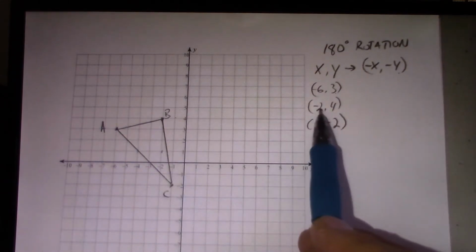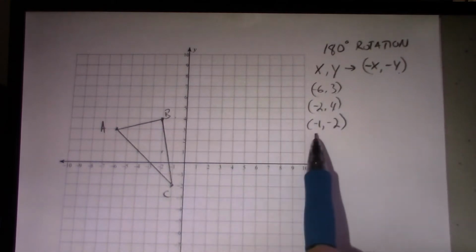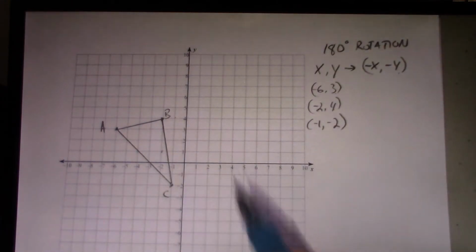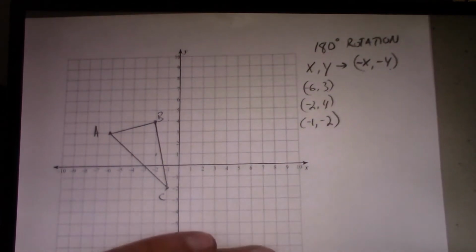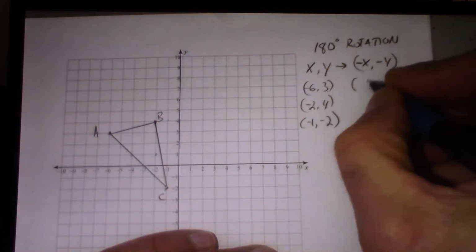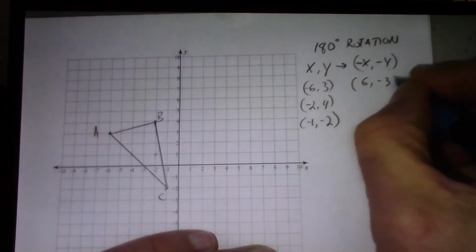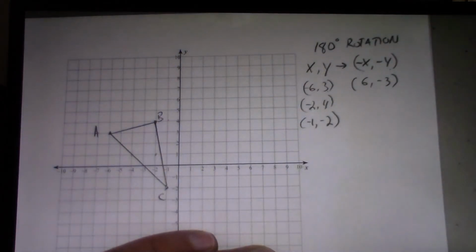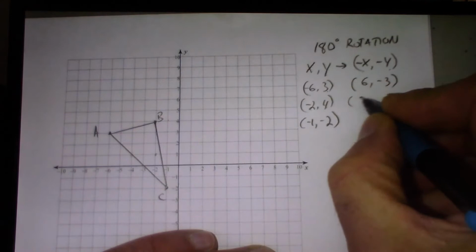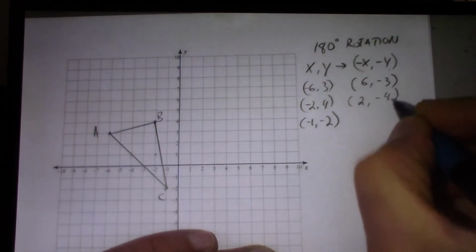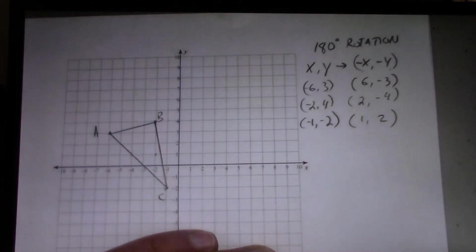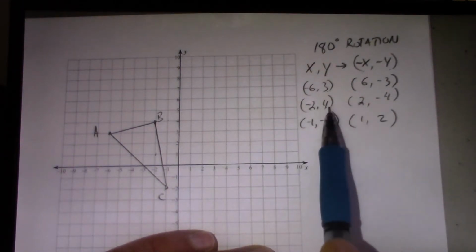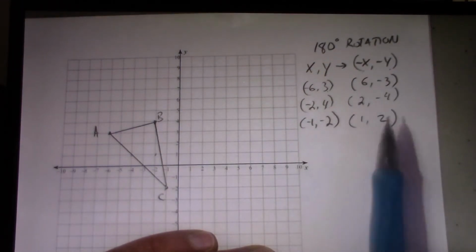So I've drawn out triangle ABC, with points negative 6, 3 as point A, negative 2, 4 as point B, and negative 1, negative 2 as point C. We're going to rotate 180 degrees. So what happens? This becomes 6, negative 3. This becomes 2, negative 4. And this becomes 1, 2. Opposite x, opposite y, opposite x, opposite y, and so on.